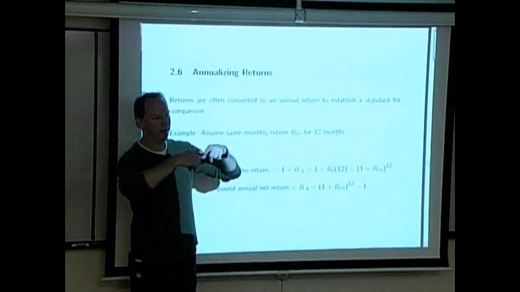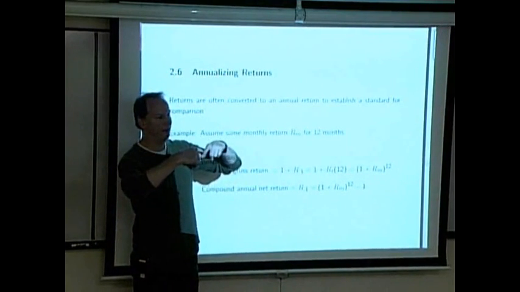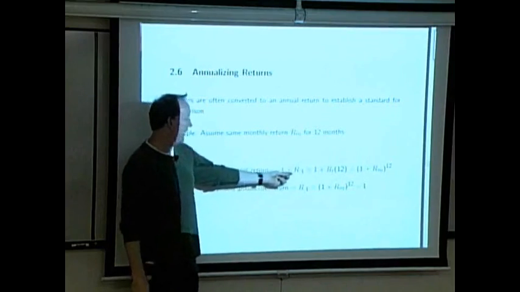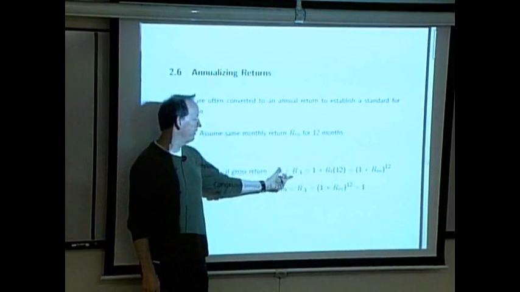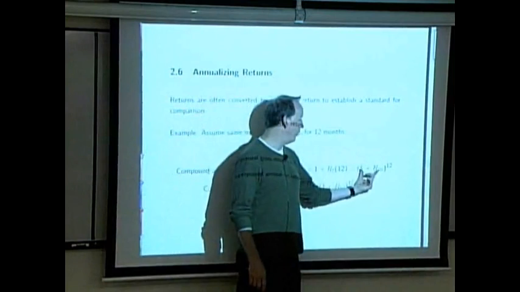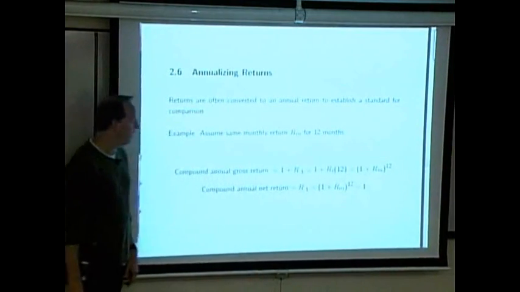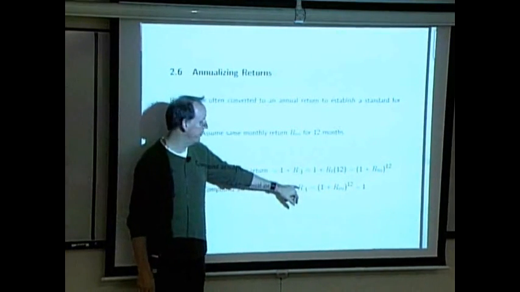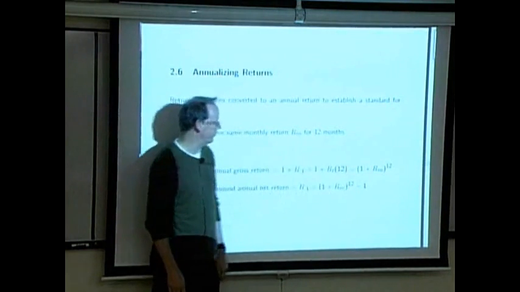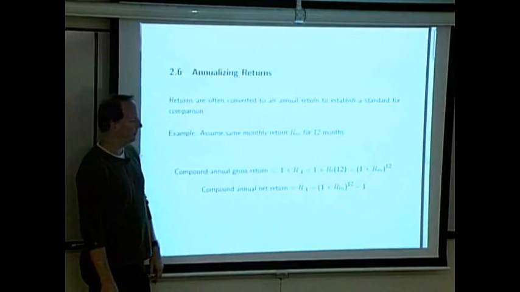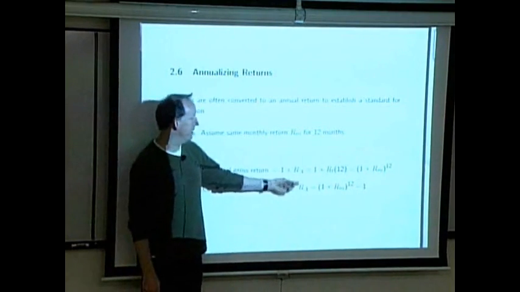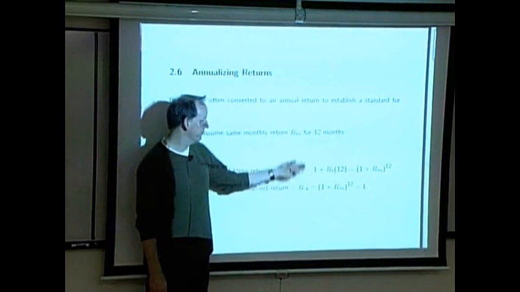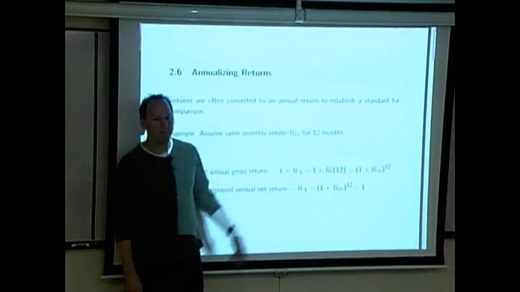So I just take my investment and it grows by the same R sub m every month for a year. So 1 plus the annual rate of return is 1 plus the monthly rate of return raised to the power 12. So I would define my compound annual rate of return to be 1 plus the monthly rate of return raised to the power 12, minus 1. Now this annualization is based, again, on an assumption that you get the same return every month for a year. That's just an assumption. It may not be true.